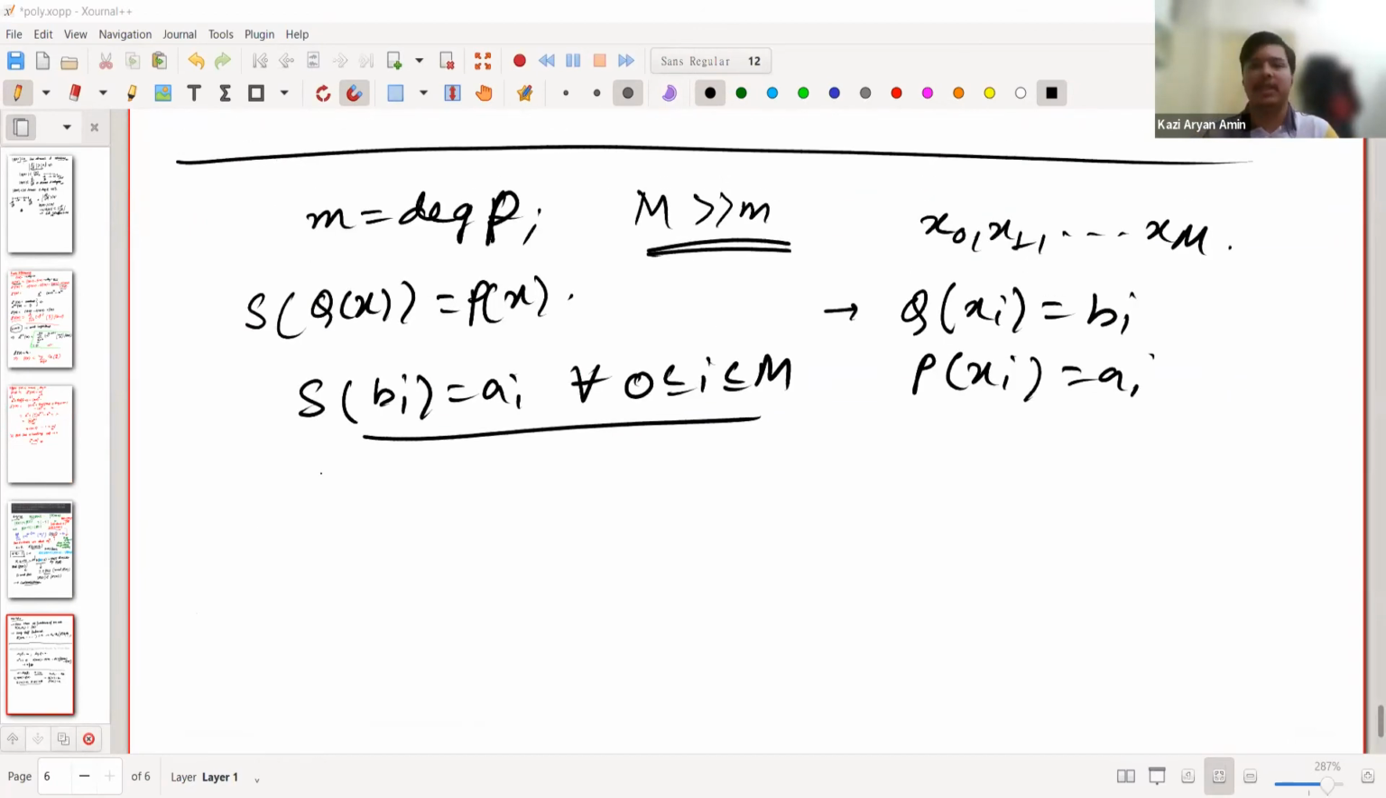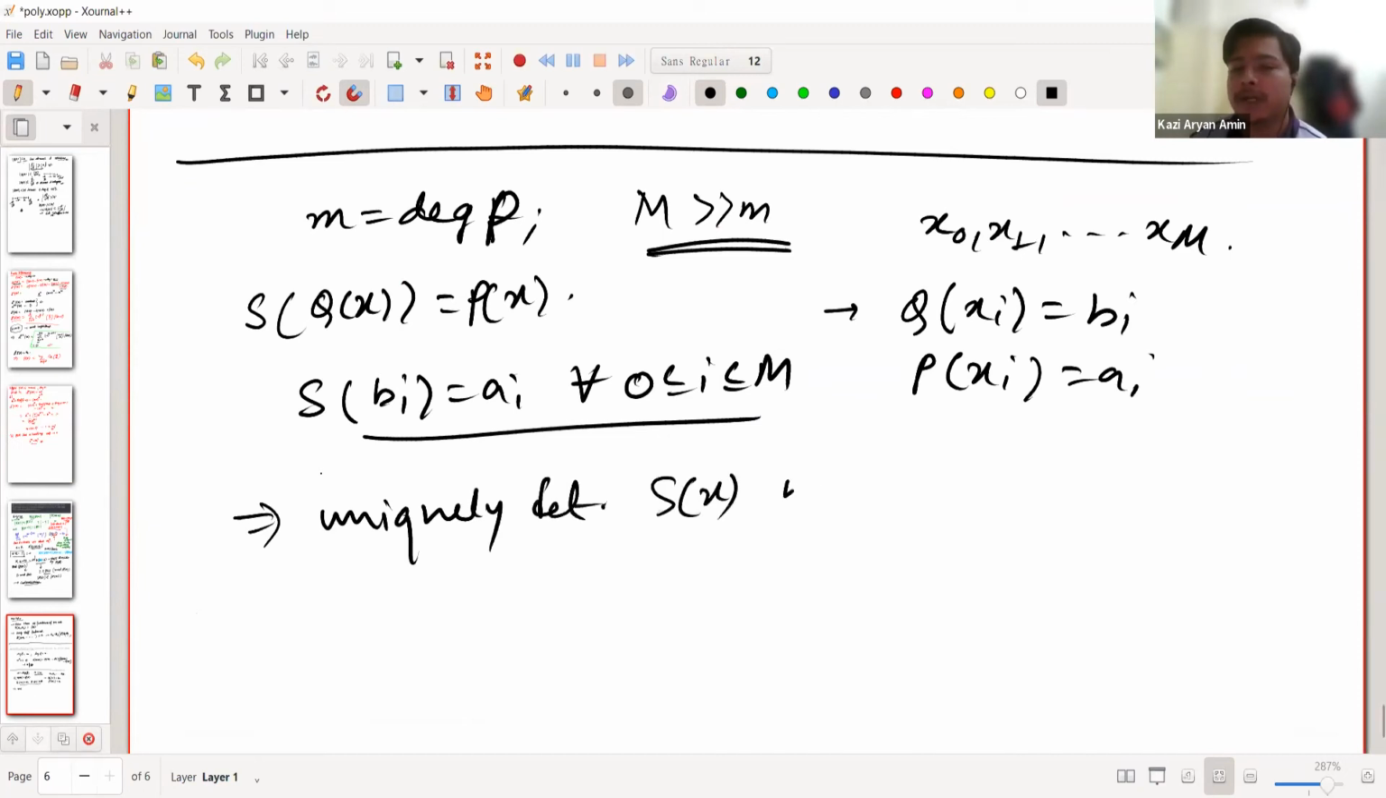Yeah, so we'll build a polynomial s of x such that s of q of x equals p of x in the long run. The way we do it is we pretty explicitly interpolate it at a large number of points. Large is something larger than the degree of p of x, right? So we know that this uniquely determines a polynomial s of x with degree at most m, right?